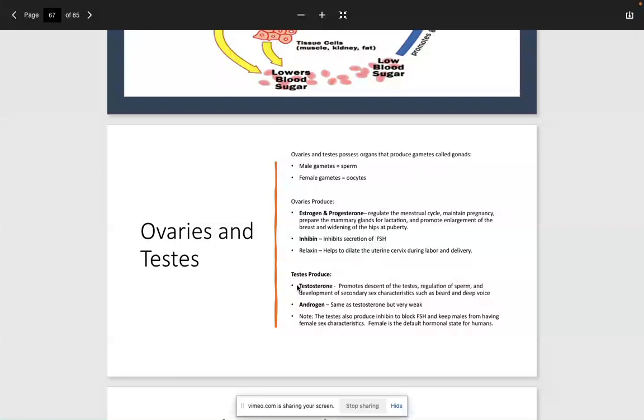Testosterone is going to be responsible for regulation of sperm. So, if males don't have enough testosterone in their body, they may be infertile. There are certain conditions in which testosterone is deficient. Therefore, men are not able to viably conceive with a female. Then the development of secondary sexual characteristics, right? Androgen is just another term for testosterone. There are different types. Dihydrotestosterone is an androgen that is produced through an enzyme called 5-alpha reductase. We can get into this a little bit later.